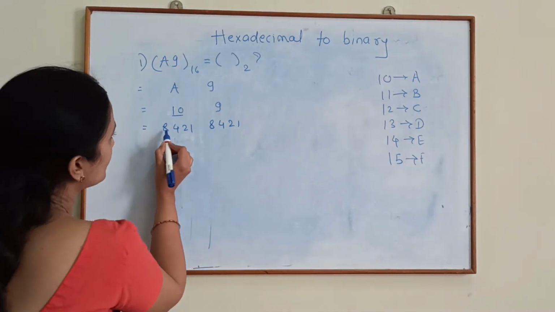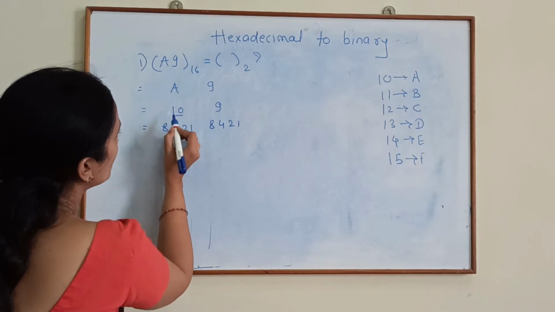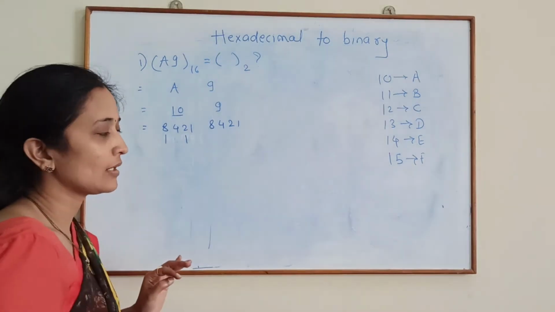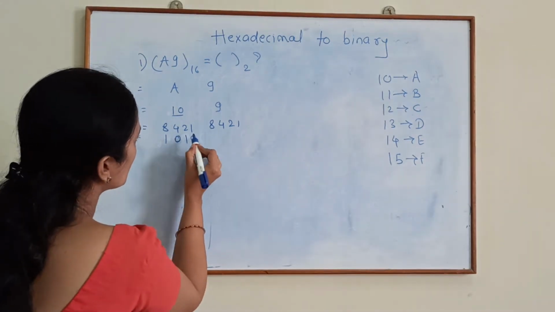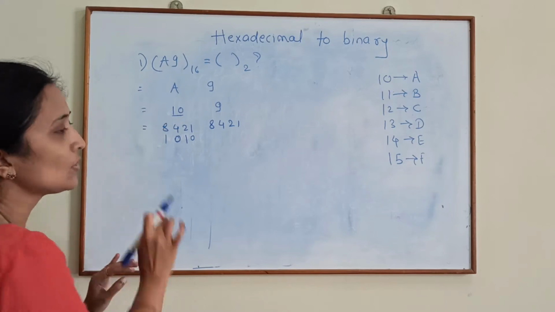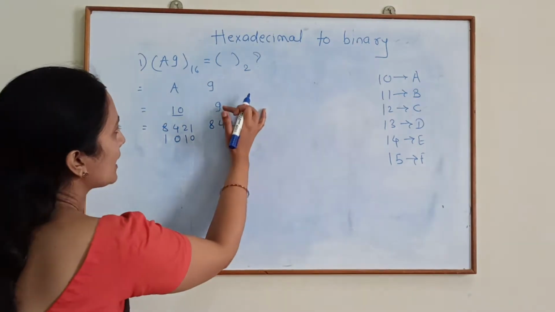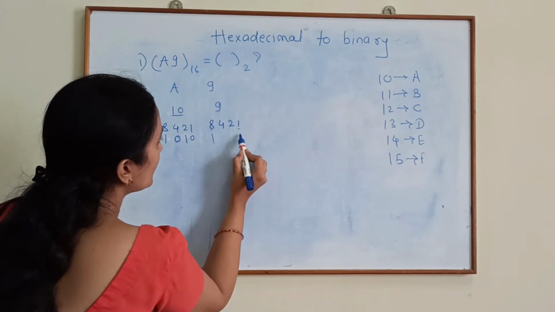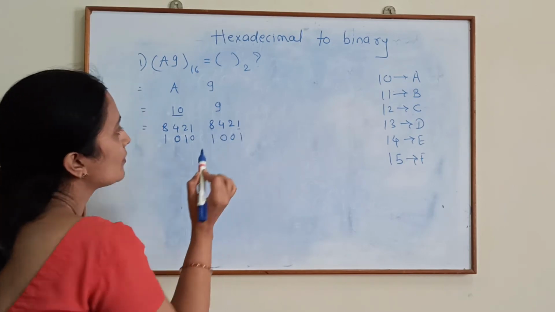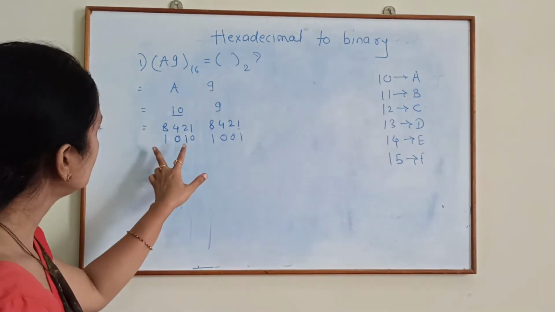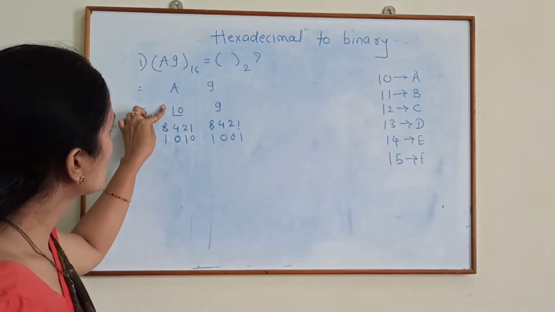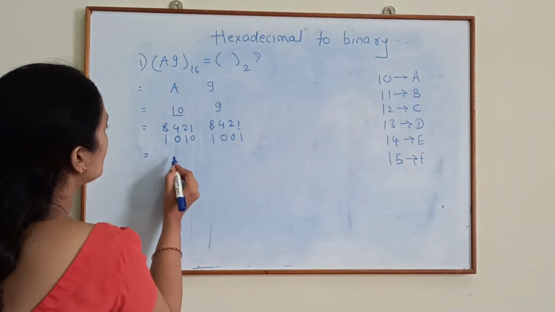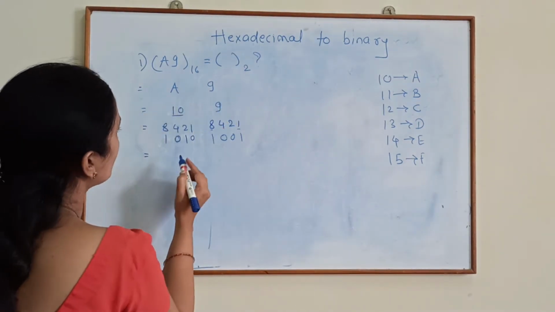Therefore, which numbers add to get 10? 8 and 2. Write 1 there, and the remaining will be 0. This is the binary equivalent of 10. How to get the binary equivalent of 9? Addition of 8 and 1. Therefore, write 1 and 1, and the remaining will be 0. This is the binary equivalent of 10, and this is the binary equivalent of 9. Together they give the binary equivalent of A9.